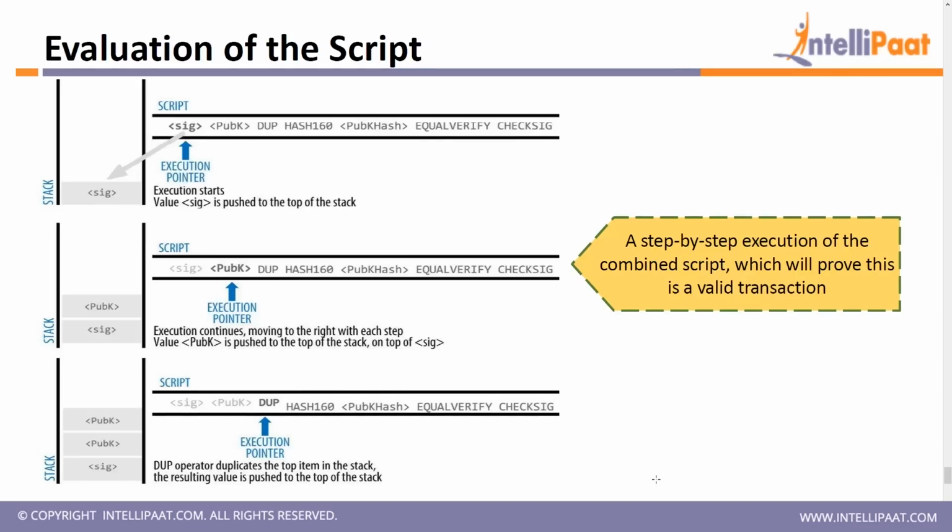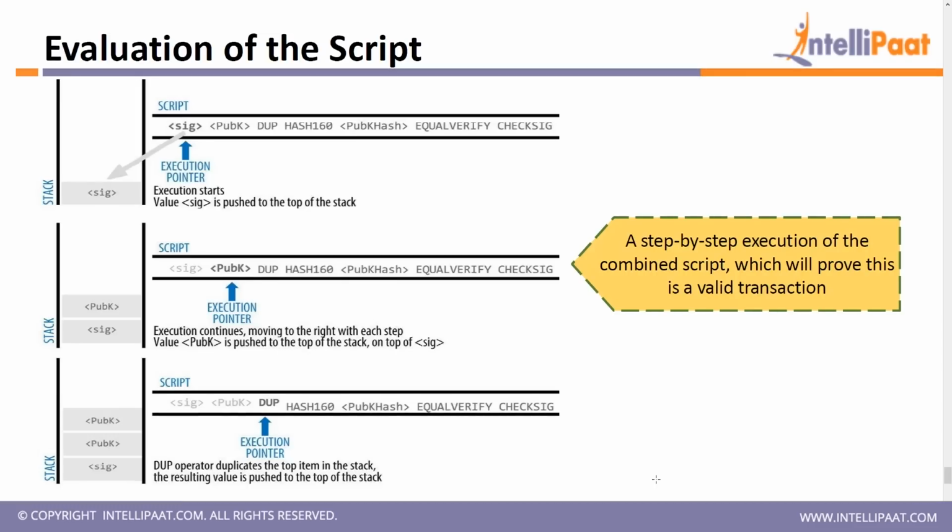Value sig is pushed to the top of the stack. Then public key is pushed and execution continues moving to the right with each step. Value public key is pushed to the top of the stack on top of the signature. And this algorithm is repeated continuously till the end of the steps. A step-by-step execution of the combined script which will prove this is a valid transaction.